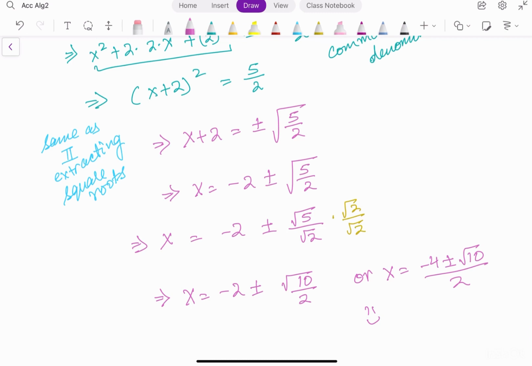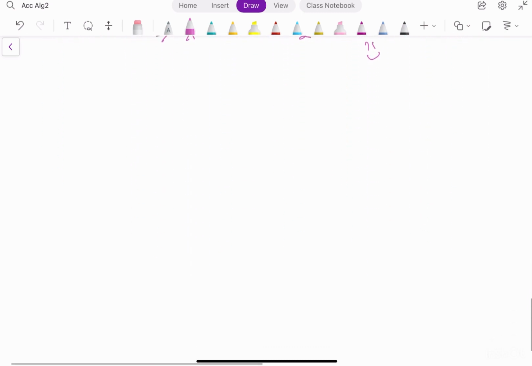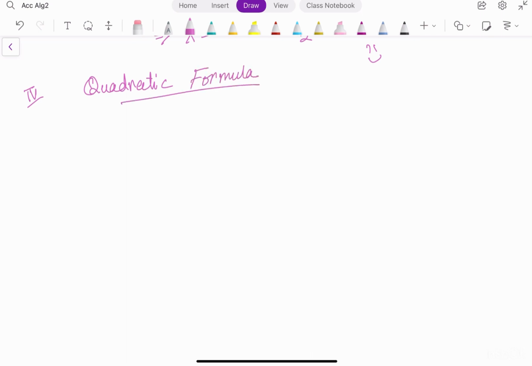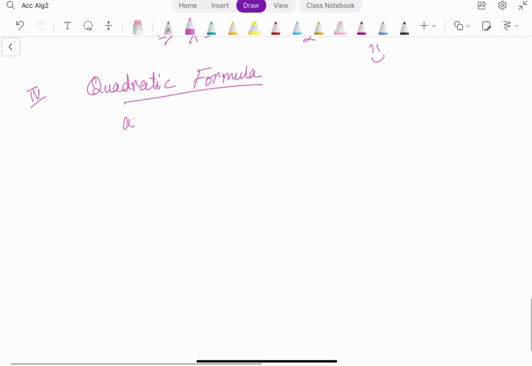Now let's talk about the other method, the last one, that is the quadratic formula. The quadratic formula is a game changer, right? It saves your time, and if you struggle with factoring or any other method, the quadratic formula is always there to help you out.